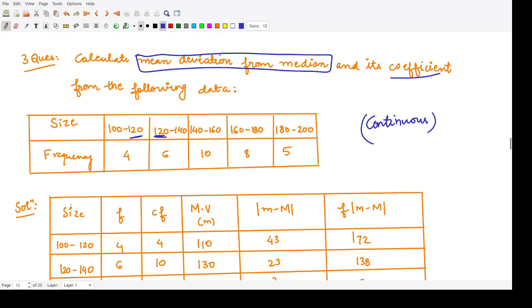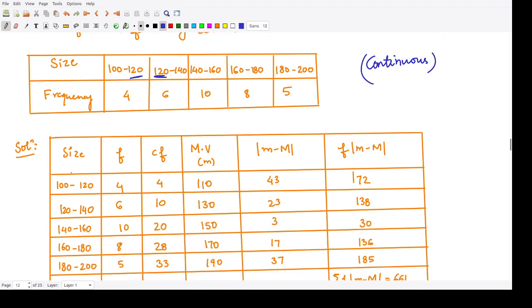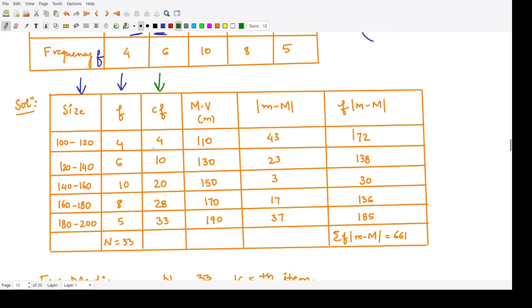So firstly we create this table, we write the sizes x in this column, we write the corresponding frequencies in this column, and next we create this cumulative frequency column. How? This you already know. So you write 4 as such, then you add up 6 plus 4, so you will have 10, then you add up 10 plus 10, you will have 20, and so on. So this 33 and 33 matches.